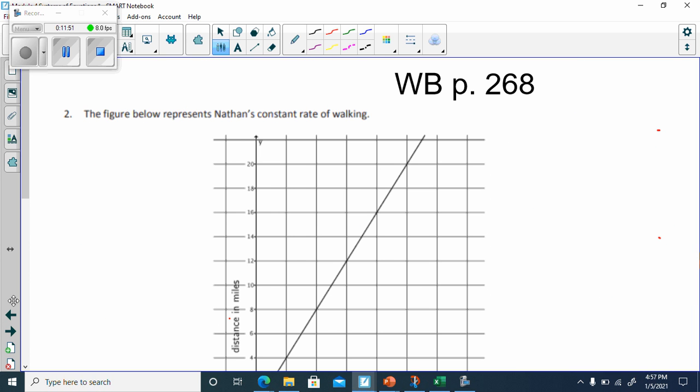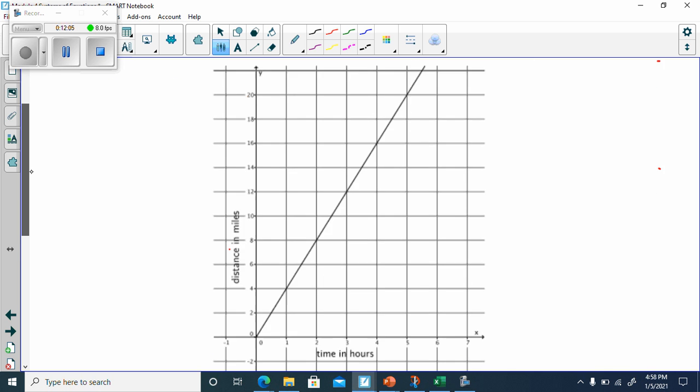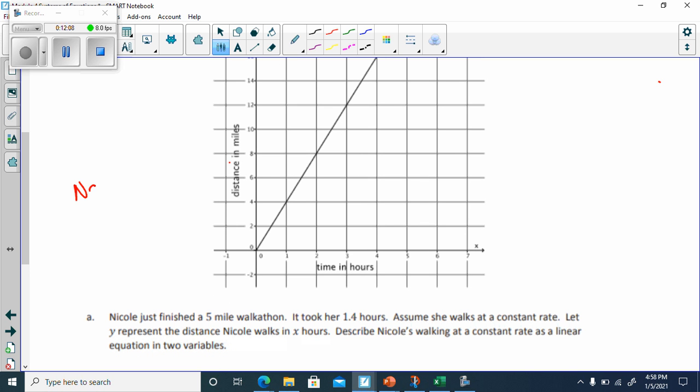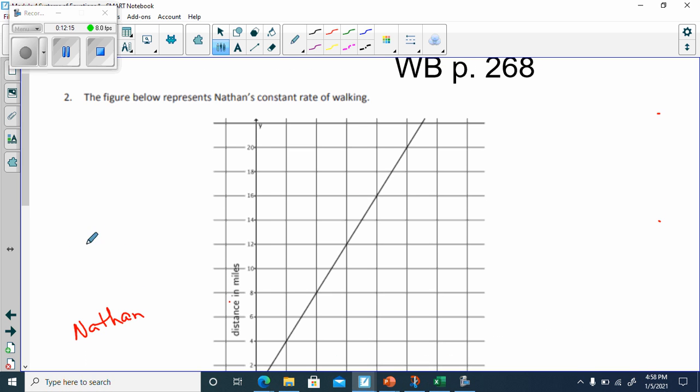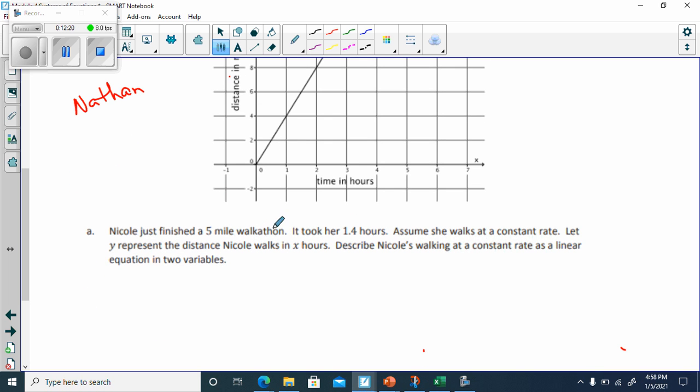Now that we have reviewed all the things about linear equations and even how to find values from them, we're going to do some comparisons. The figure below represents Nathan's constant rate of walking. When I'm doing comparisons, guys, I make sure I've got something to make it bold as to what I'm comparing. I'm comparing Nathan. He's doing some walking, and here's his chart. Who am I comparing him to? Nicole just finished a 5-mile walkathon, so I'm comparing Nicole and Nathan.